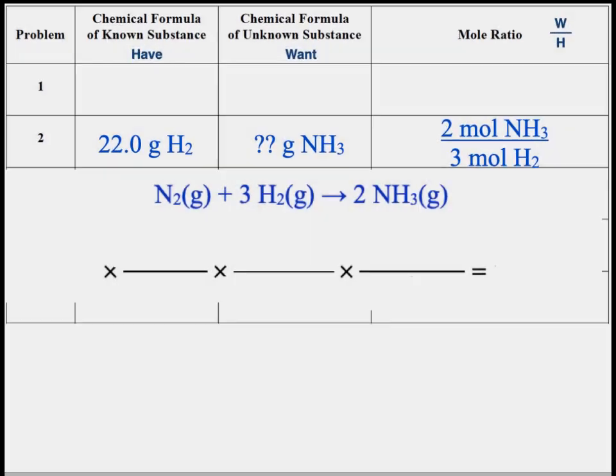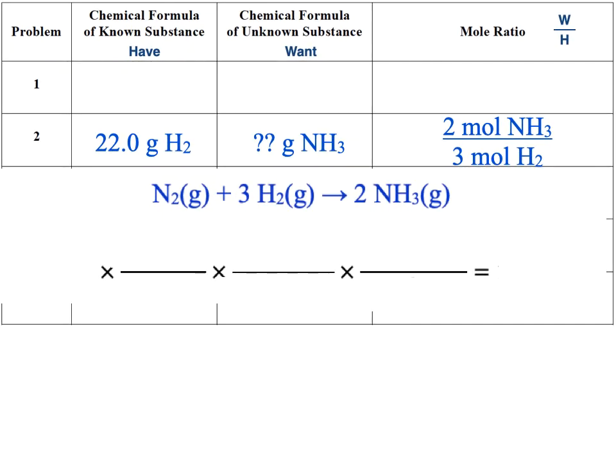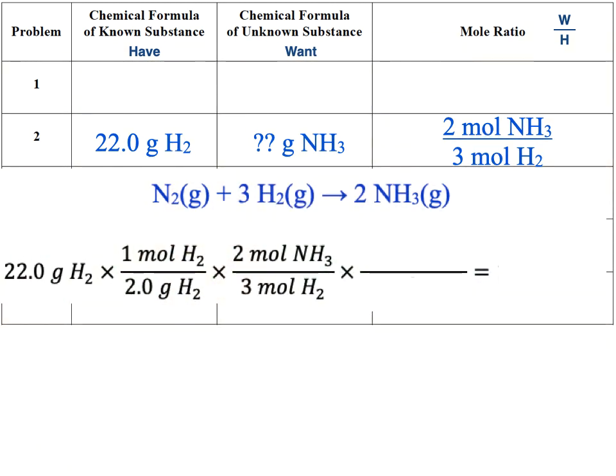The second problem. This time we have 22 grams of hydrogen, and we want grams of ammonia. The balanced equation is there, so my first step is to convert from grams of hydrogen to moles of hydrogen, so I need the molar mass of H2. The molar mass of H2 is 2.0 grams because there's two H's and H is 1.0. On the top, I'm going to put 1 mole. That way I can go from grams to moles. My second step, I'm going to use my mole ratio from what I have up there. I'm going to put the 3 moles of hydrogen on the bottom and 2 moles of ammonia on the top to get rid of my moles of hydrogen from step 1.